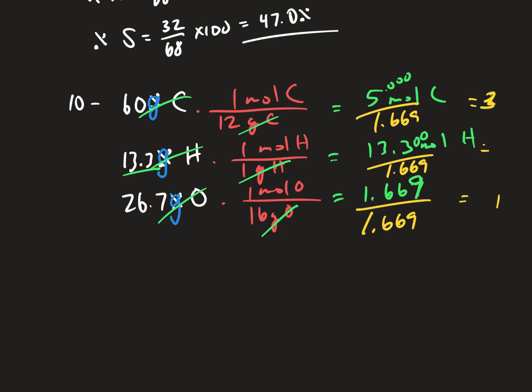Rounds to 3. And what about 13.3 divided by 1.669? That's going to be 7.9, so we'll just round it to 8. Is it 7.9? That's it? It's 7.968. So basically 8, right? So yeah, we do round a little bit because why? The masses are rounded, right? Yeah. But if we don't round too much, I think we're fine.